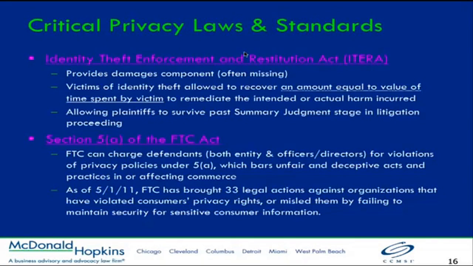ITERA came in and essentially states that the time you spend remedying the situation, remedying identity theft, has value. So now the legislators are saying they are going to attach a value to your time. So now the debate is, well, what number should that be? But what it's doing is potentially precluding cases from being dismissed immediately on summary disposition, because now they can say they have suffered damages in that they spent time dealing with the situation, and pursuant to ITERA, their time has economic value.